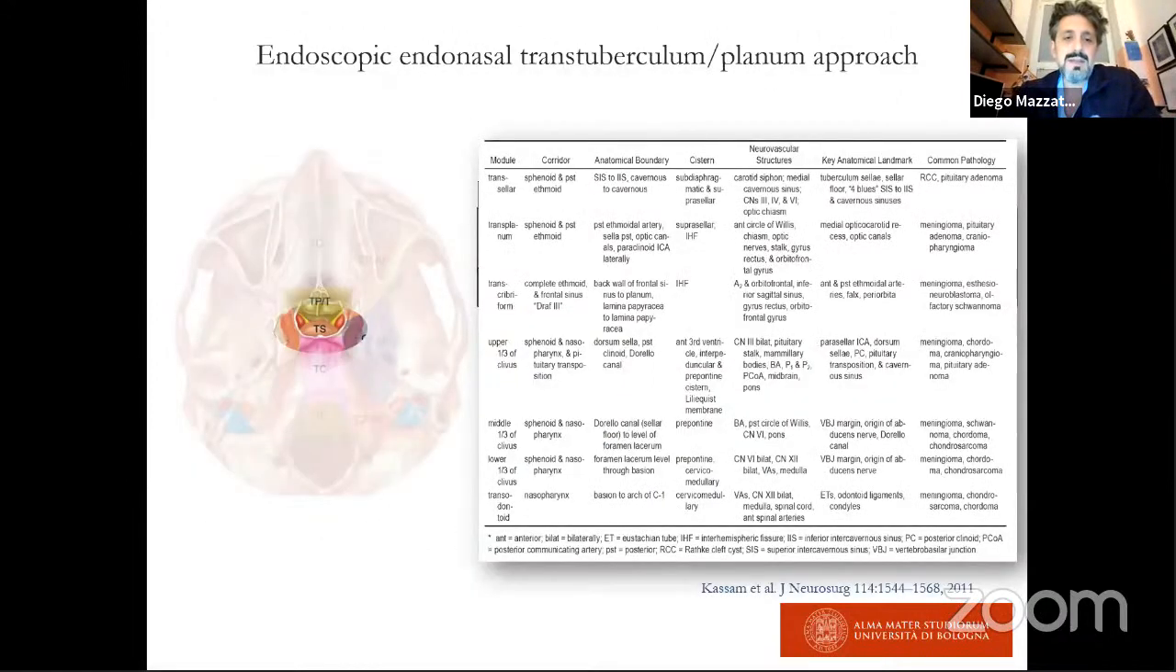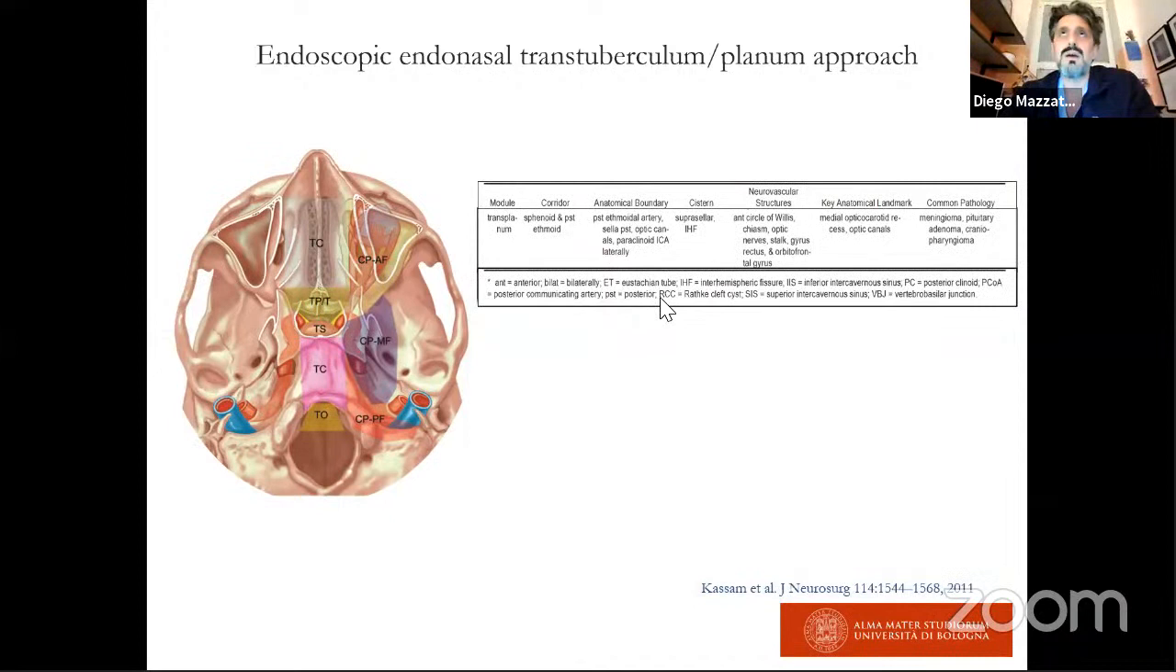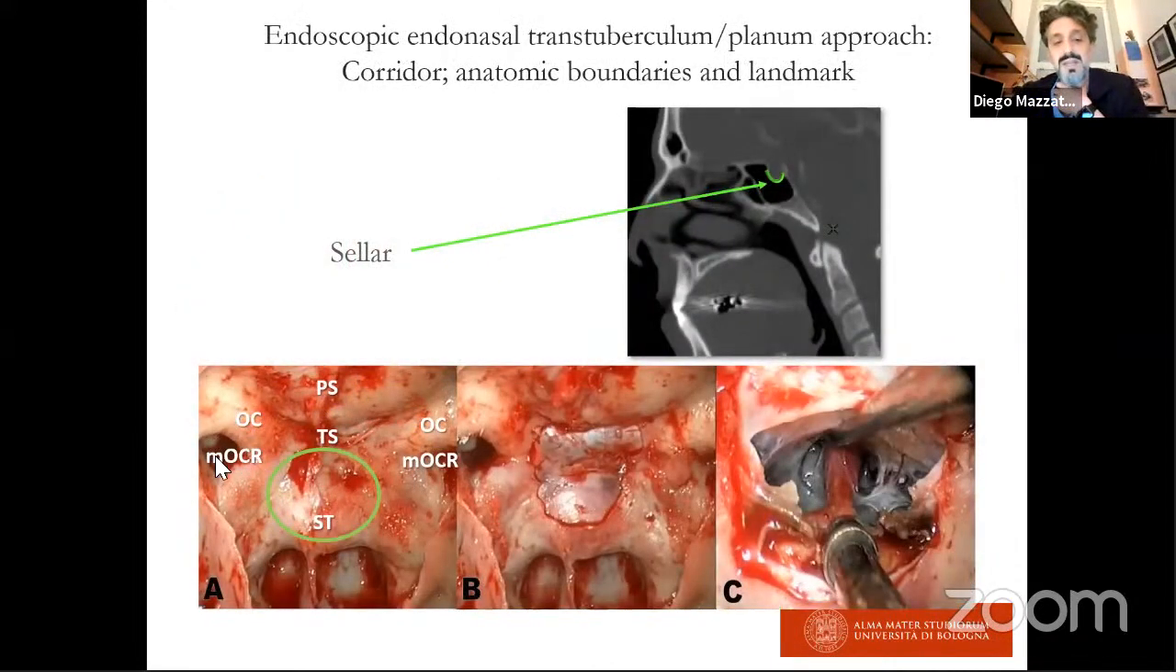Obviously, this is the paper written by Amin Kassam, in which the structure we need to perform this type of approach. The corridor is the sphenoid and post-ethmoid region, and the anatomical boundaries are the medial optic-carotid recess, the bony boundaries around the optic nerve, and this is the region of the tuberculum sellae and the planum sphenoidale.